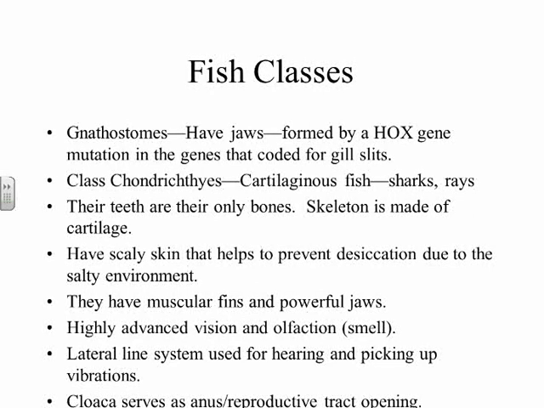The cartilaginous fish have that really scaly skin, almost like tooth skin, that helps to keep the salt water from pulling the water out of them and desiccating them. Really powerful jaws, good vision, good smell or olfaction. And they've got this line that runs down the middle of their body that helps them to pick up vibrations and sounds. Also remember that their cloaca, which is a pouch at the end of their intestines, is both the opening for waste and the opening to the reproductive system, which is kind of gross.